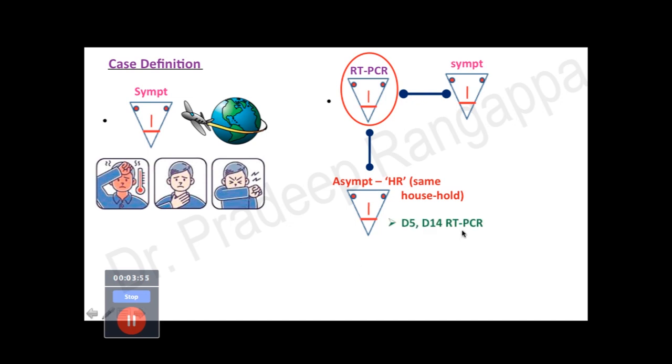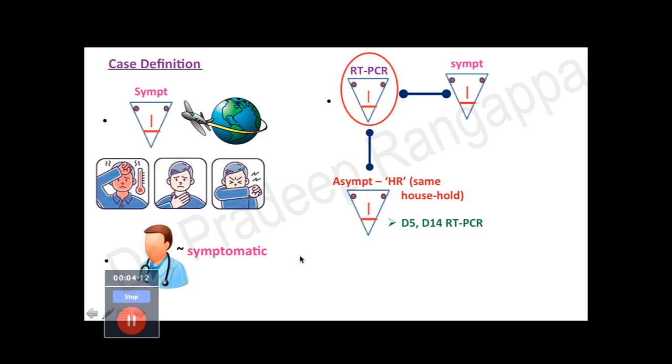For the asymptomatic, it is desirable to do the test at day 5 and day 14, because two tests have to be done to completely rule out that they do not have COVID-19. So the time frame recommended is day 5 and day 14.